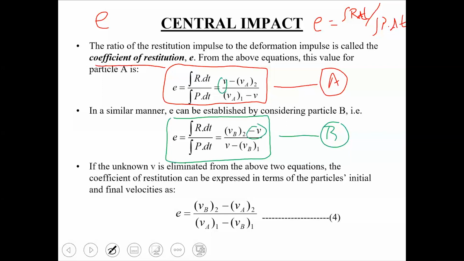तो ये V हमारे किसी काम का है? ये तो हमने जस्ट एक इंटरमीडिएट वेरिएबल डिफाइन किया था कि जब मैक्सिमम डिफॉर्मेशन होगी तो सिस्टम इतनी वेलोसिटी से मूव करेगा, फिर रेस्टिट्यूशन इंपल्स आएगा जो इसको सेपरेट कर देगा. So we are not at all interested in finding that maximum deformation velocity V. So eliminating this V from equation A and B, we would get E to be equal to VB2 minus VA2 over VA1 minus VB1. So from equation A and B, we are going to eliminate V.